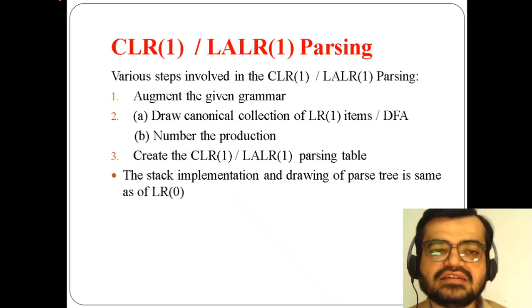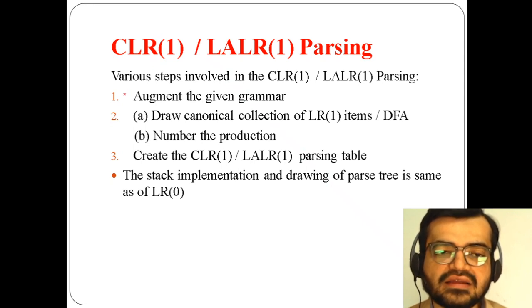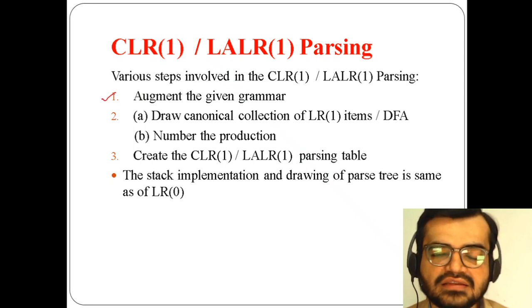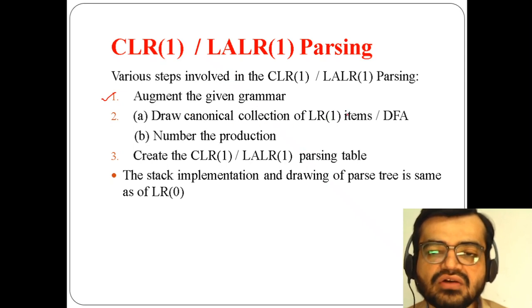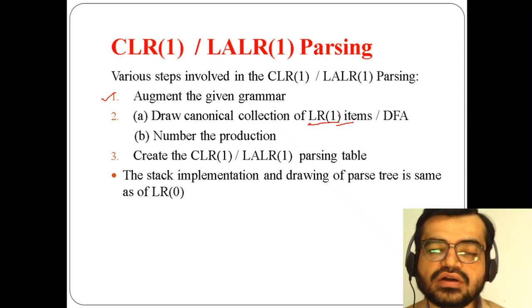Now if you go with CLR or LALR, for both the methods, the steps will be the same. The first step is we need to augment the given grammar as we have already done. The second step is to draw the canonical collection of LR(1) items. Now we need to use LR(1) items instead of LR(0) items. So the difference between the previous two techniques and these two techniques is that here we are using LR(1) items instead of LR(0) items. The number of productions is the same, and the third step is we need to create the parsing table.